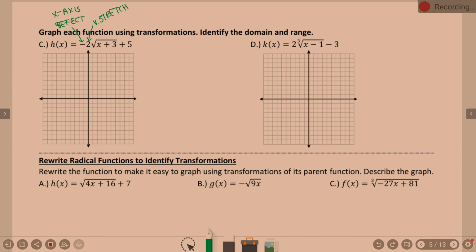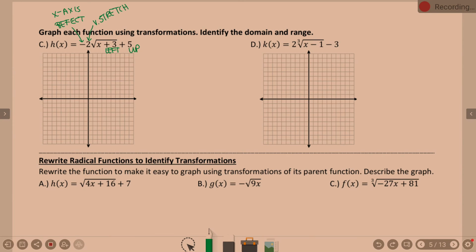What else do we have here? Well, you gotta go left 3 and up 5. A plus 3 in the radical is left or right. When it's in the radical, it's left or right. Remember, you go opposite the sign, so that is a left 3. The plus 5 at the end is up or down. Direction of the sign, so that is an up 5.